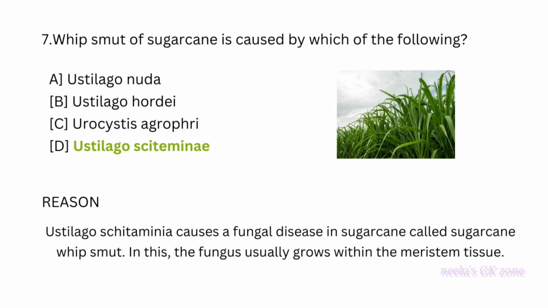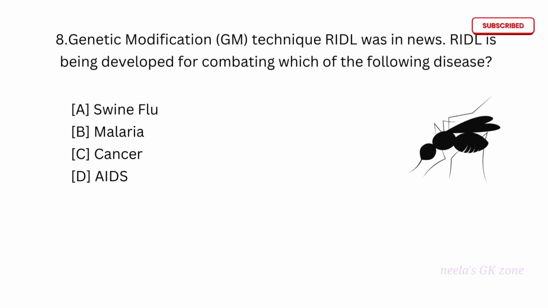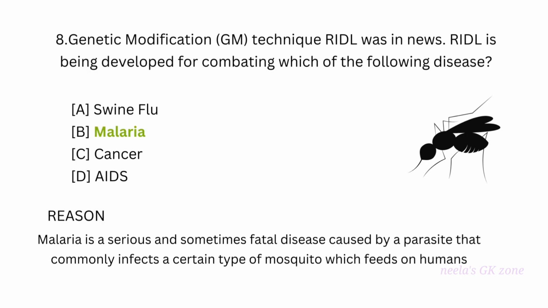And the next question is, a genetic modification technique, RIDL, is being developed for combating which of the following diseases? Swine flu, malaria, cancer, AIDS. And the answer is malaria. And the reason is malaria is a serious and sometimes fatal disease caused by a parasite that commonly infects a certain type of mosquito which feeds on humans.